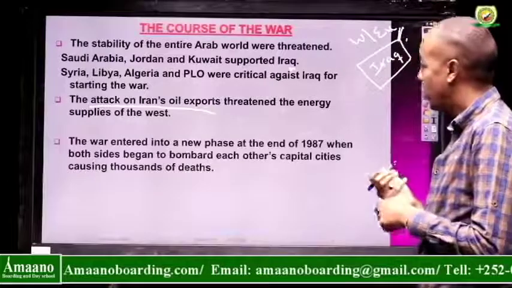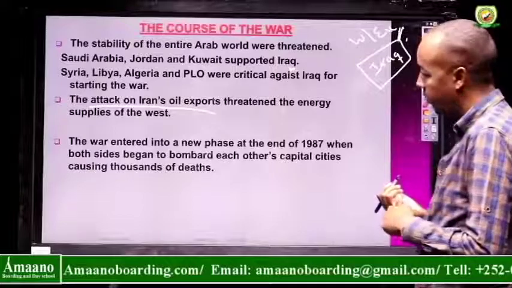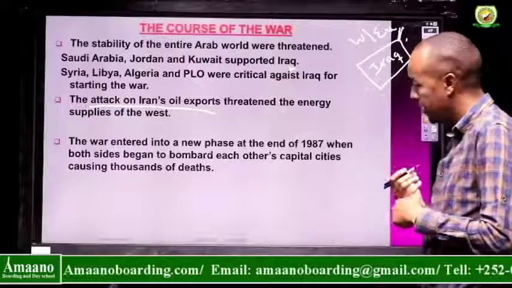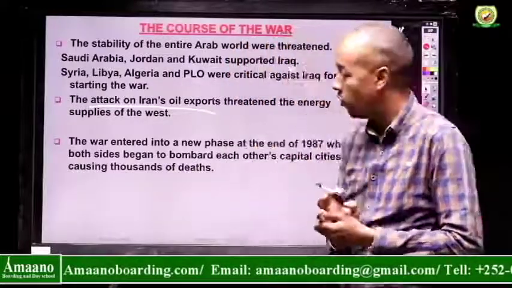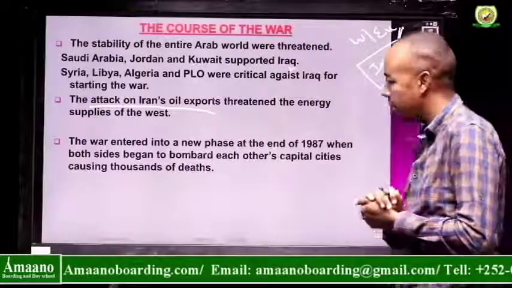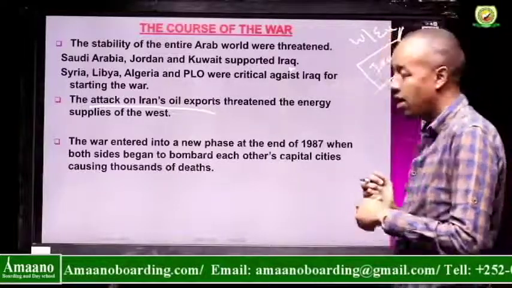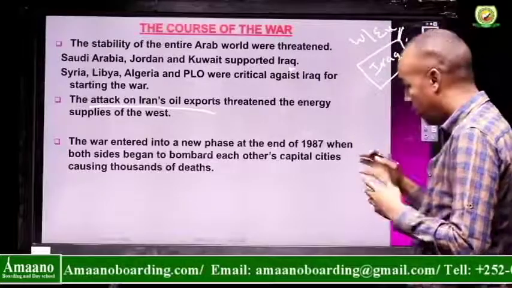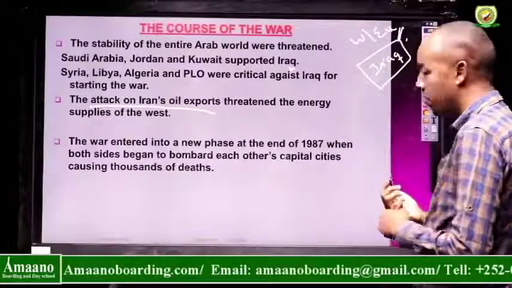The war entered into a new phase at the end of 1987 when both sides began to bombard each other's capital city, causing thousands of deaths. After almost 7 years, the two countries went into another phase: bombarding each other's capital. Tehran was bombarded by Iraq, Baghdad was bombarded by Iran, and many people died. Tens of thousands of people died from the war. Even the economy of the two countries shrank to a level that they were not able to recover from for many years.